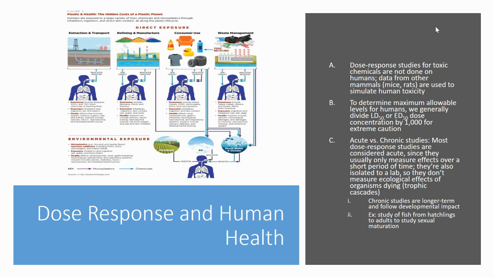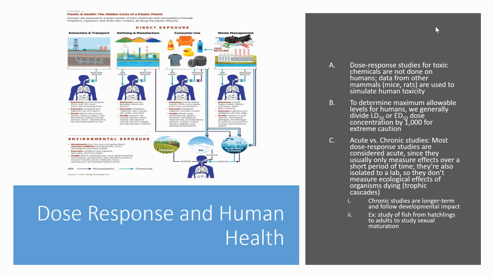And so what does this mean for human health? Well, dose response studies are used for toxic chemicals. We know it's not done on humans. Oftentimes it's done on other types of organisms like rats or maybe even cockroaches. But this is done on these organisms so that we can figure out how it would affect a human in this case, because we want to determine the maximum allowable levels for humans.